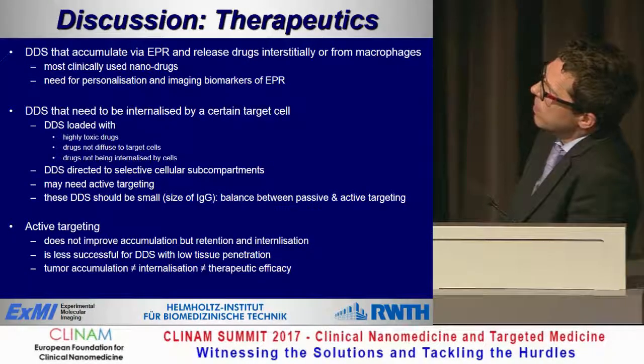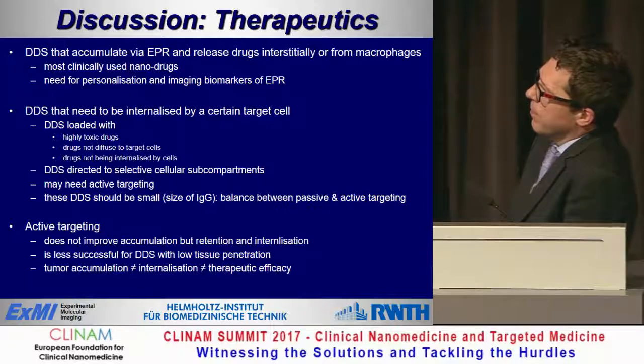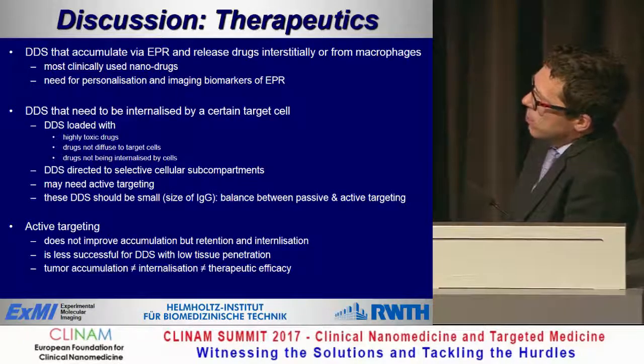And then we have drug delivery systems that really need to be internalized by a certain target cell. These may be drug delivery systems that carry highly toxic drugs, drugs that do not diffuse to target cells, drugs that are not internalized by the cells, or drugs that should be directed to a cellular subcompartment. And here we really may need active targeting, and my hypothesis is that these drug delivery systems should be smaller than the majority of nanosystems that are available by now, and that we really need an optimized balance between active and passive targeting and tissue penetration.